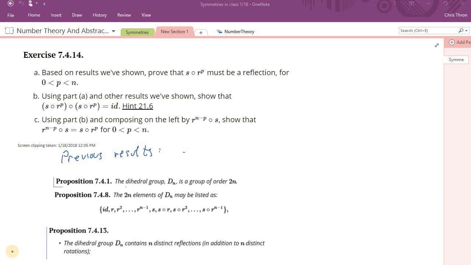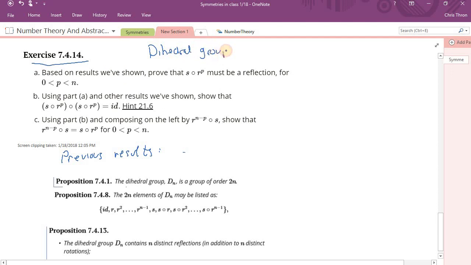Okay, let me talk about this exercise 7.4.14 and remind you that we're talking about the dihedral group Dn, and Dn is the group of the symmetries of an n-gon. All right, so this is a proof question. Based on the results we've shown, prove that S composed R to the P must be a reflection for P between 0 and n. Remember, S is the reflection that leaves 1 fixed.